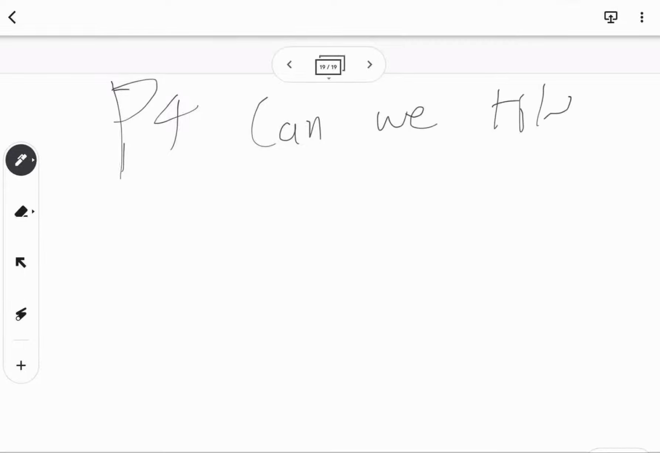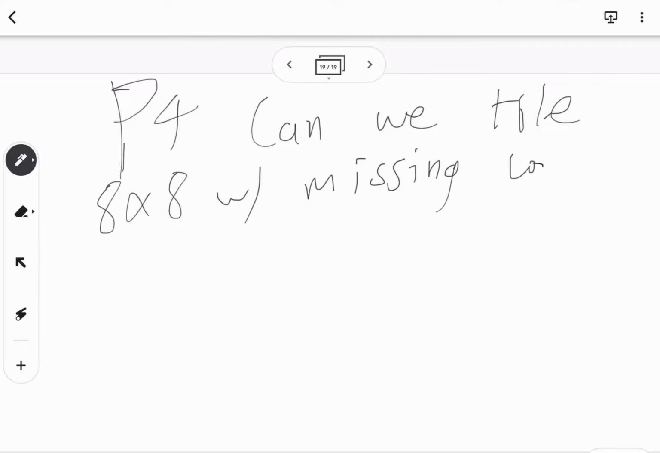I'll just quickly go over this problem because I think it's pretty useful. It just goes over some coloring arguments. So P4, really quick: can we tile an 8 by 8 board with a missing corner with 1 by 3s?